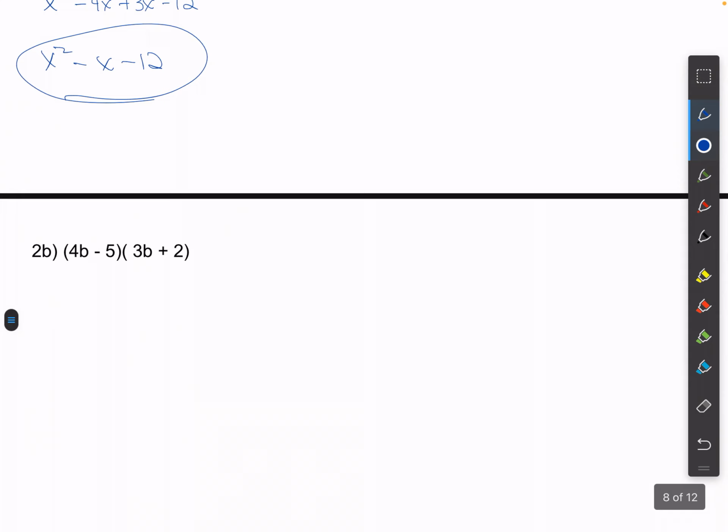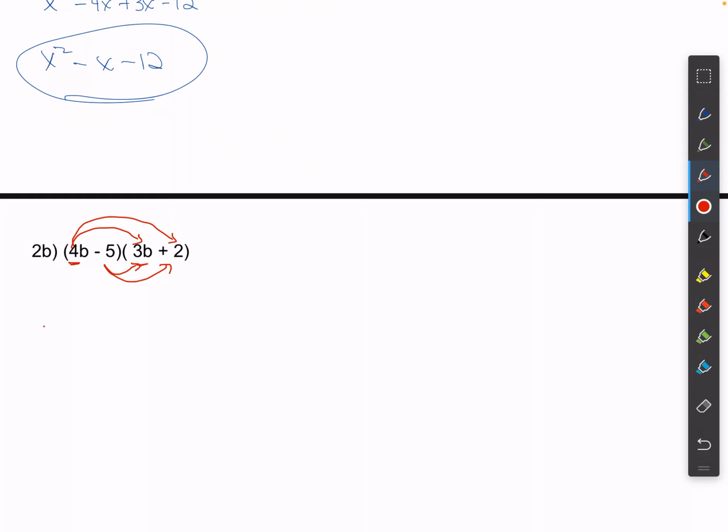This one's a little different in that we have a number on both of these. So let's go ahead and do it. We take 4b times 3b, 4b times 2, then take negative 5 times 3b, negative 5 times 2. Go ahead and give that one a shot.